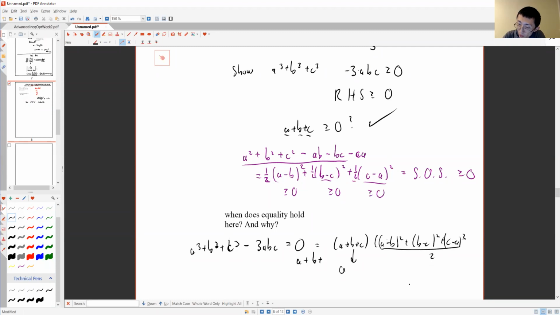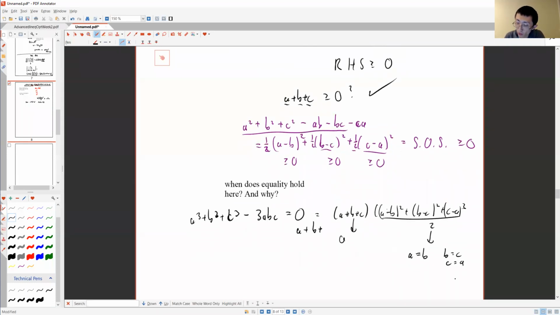So if this equals 0, that means each of the individual squares is equal to 0, which means all pairs of variables are equal, meaning all the variables are equal. So this is one case of equality when A equals B equals C equals A. That would make the right-hand side 0, which would make the AM equal to the GM.